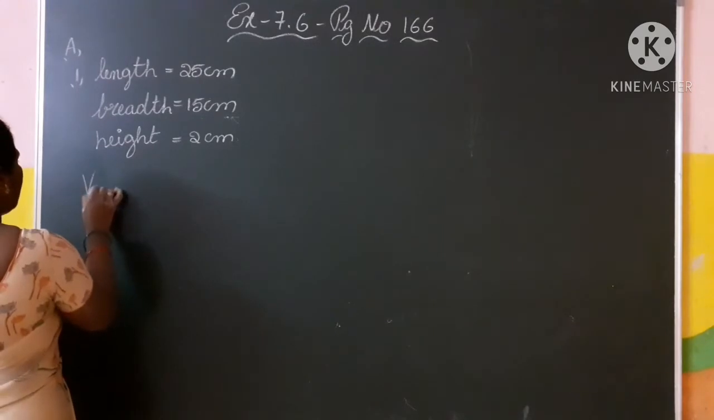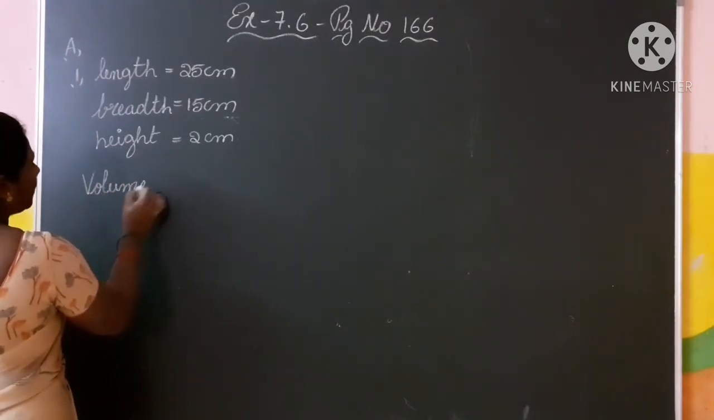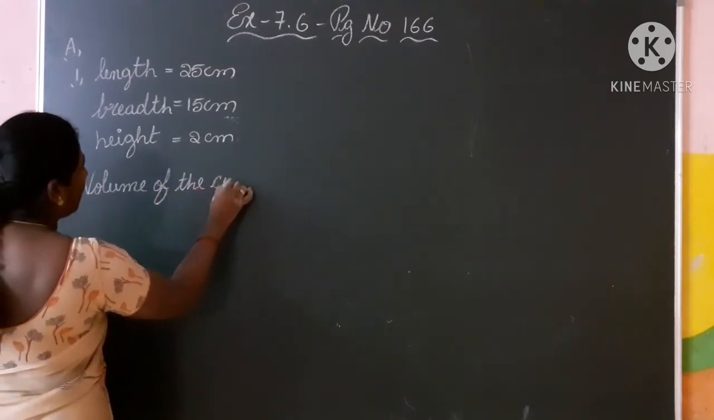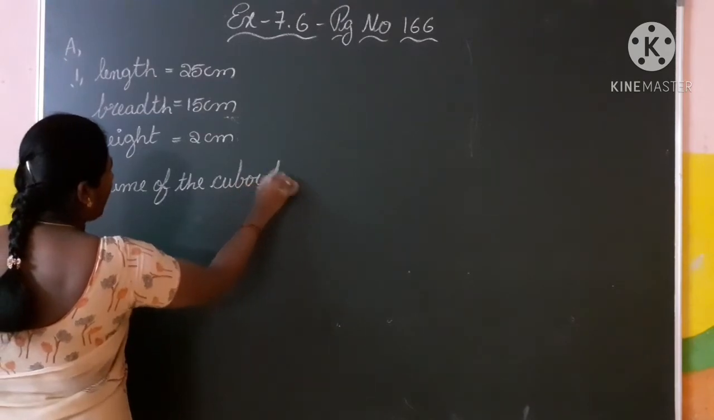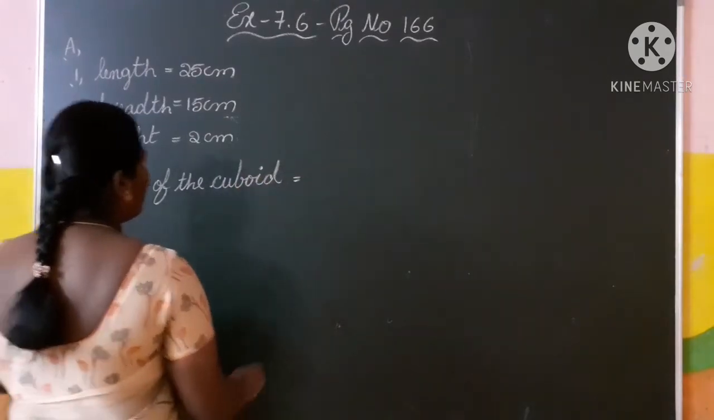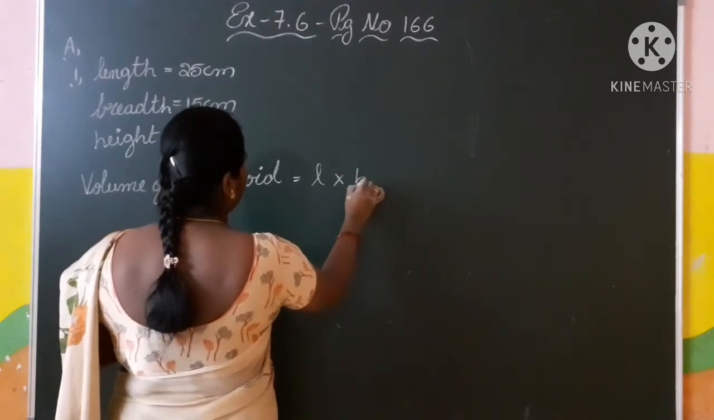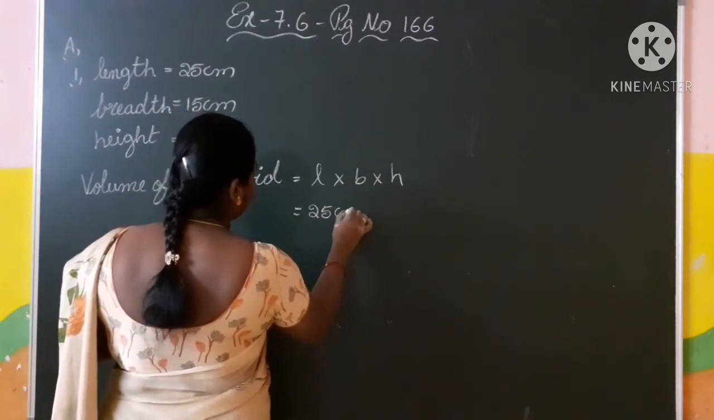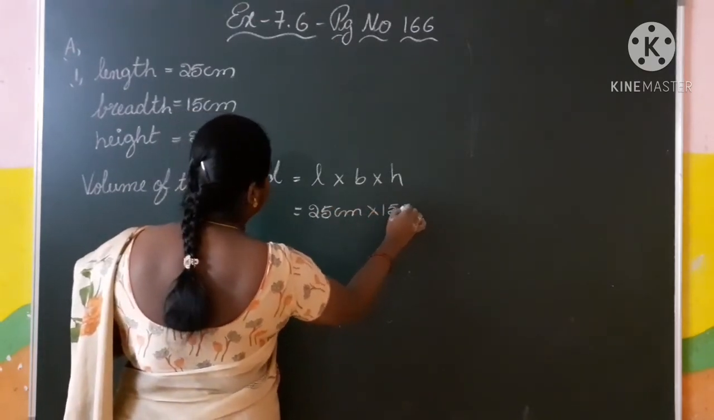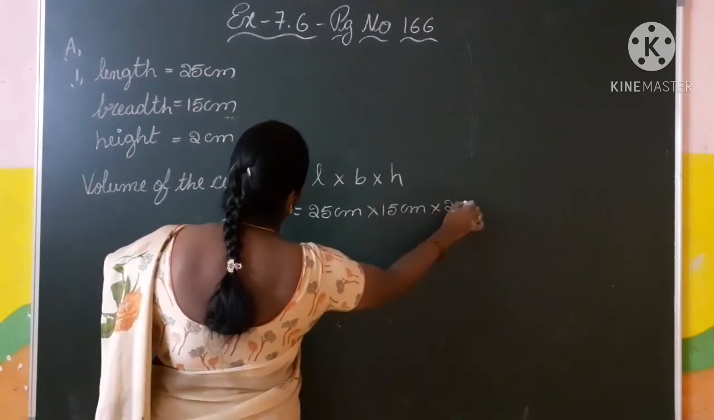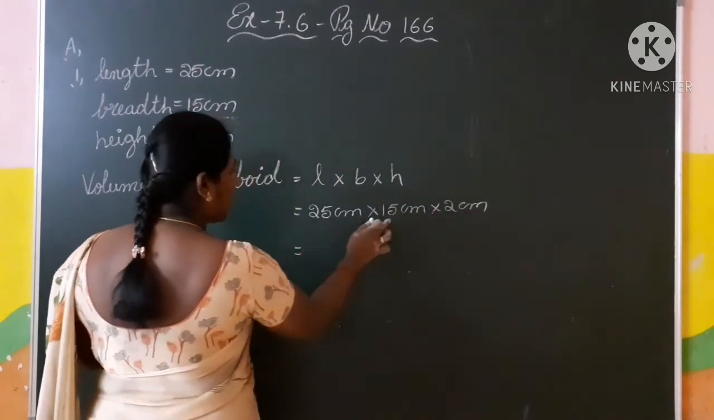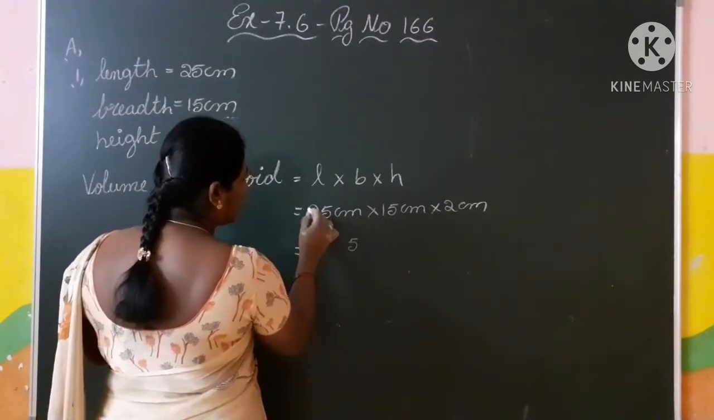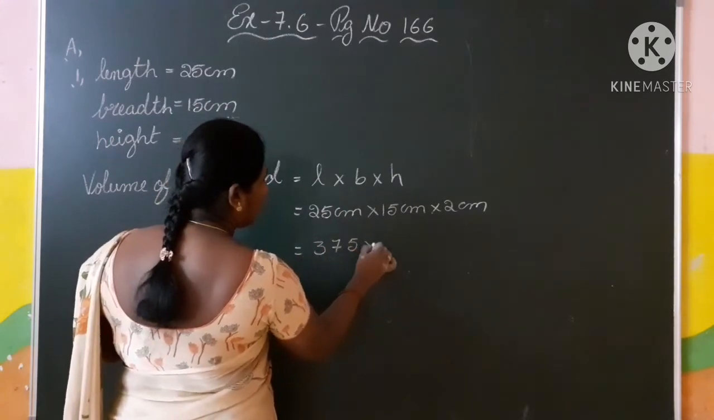So the volume of the given shape is the volume of the cuboid. What is the volume of a cuboid formula? It is equal to length into breadth into height. So length 25 centimeter into breadth 15 centimeter into height 2 centimeters. First we have to multiply these two: 15 5s are 75, 15 2s are 30 plus 7, 375, into 2.